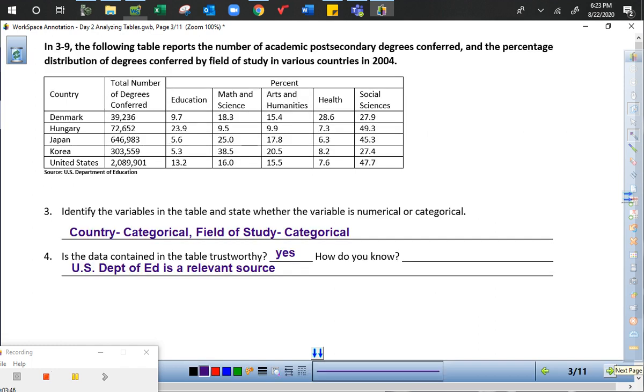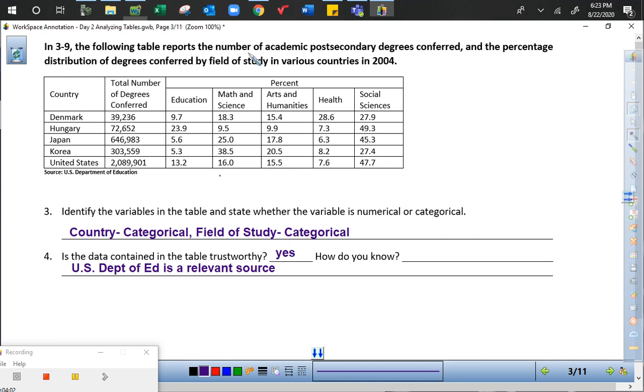Now what we're going to do is talk about the table. So more about variables to start out with. Remember, we look at the row and column headings to decide what the variables are. Here we've got countries going on the rows, and we've got our different fields of study that are going on the columns. It does tell us specifically here, let's just read some information about this table.